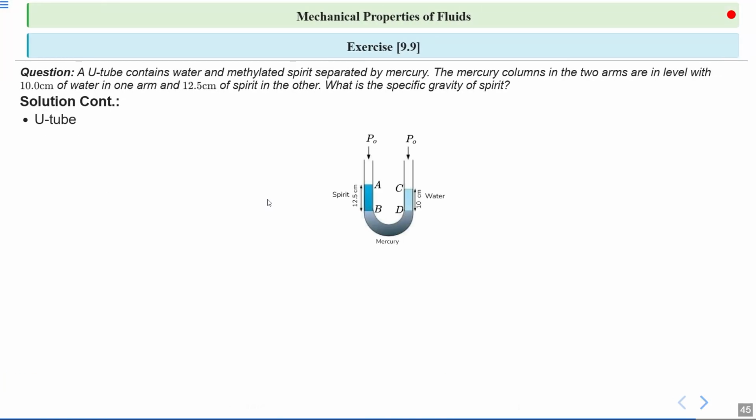Here this is the U-tube. So pressure at the point B is equal to P naught plus h1 rho 1 g. The pressure here is the atmospheric pressure P naught plus the pressure due to the spirit column above it. So we write pressure at B equal to P naught plus h1 rho 1 g. Pressure at point D is equal to P naught plus h2 rho 2 g.